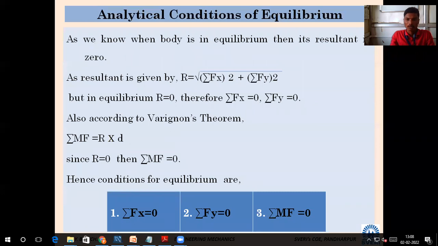We know how to find the resultant. As the body is at rest, the resultant is equal to 0. So summation Fx is equal to 0, summation Fy is equal to 0, and the third is summation of moments. We know the equation of Varignon's theorem: summation MF is equal to R into d. If the resultant is 0, automatically the summation of moments is 0. So at the end, 3 conditions are there.